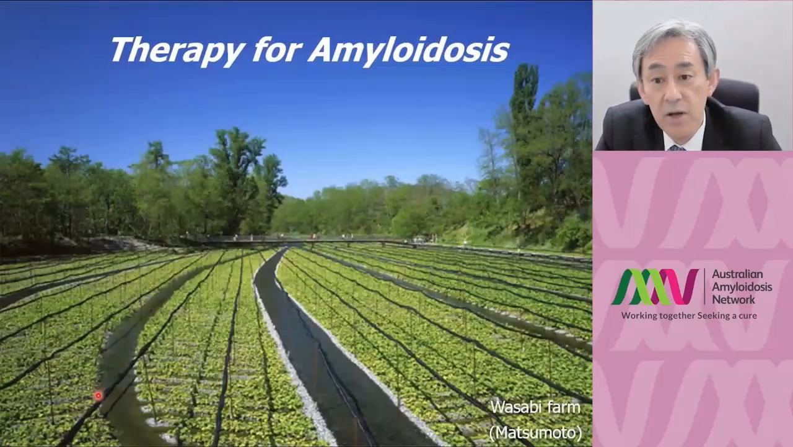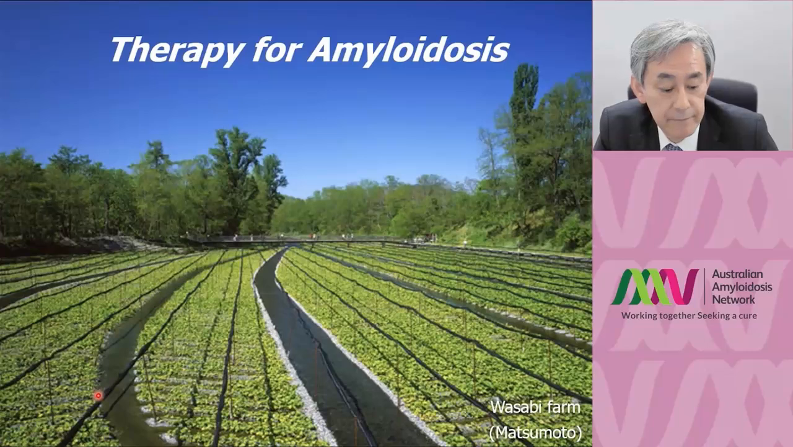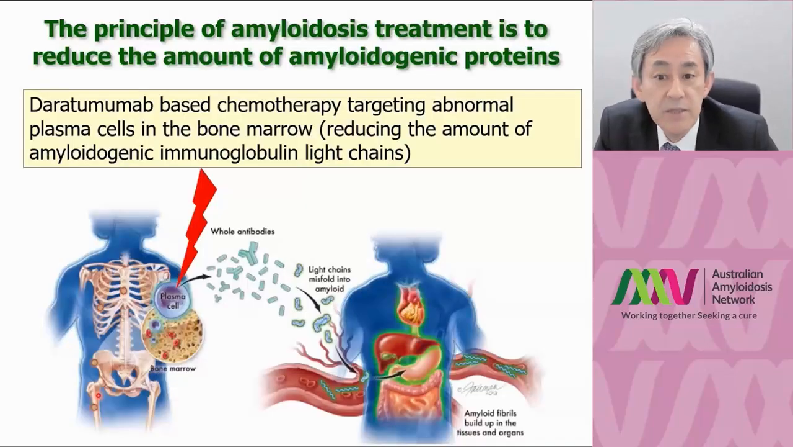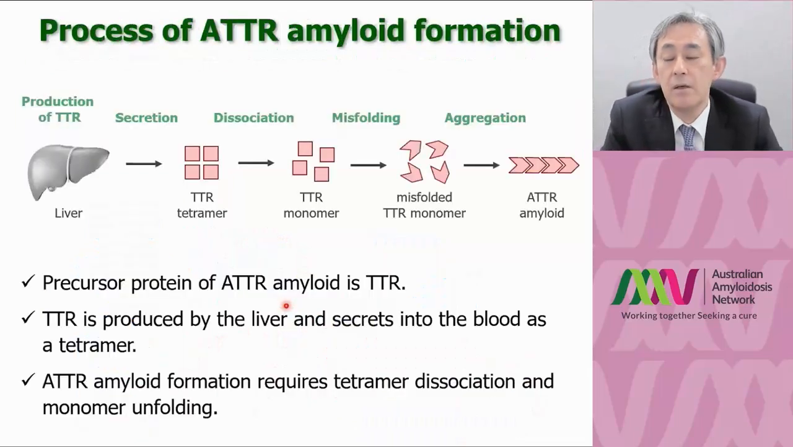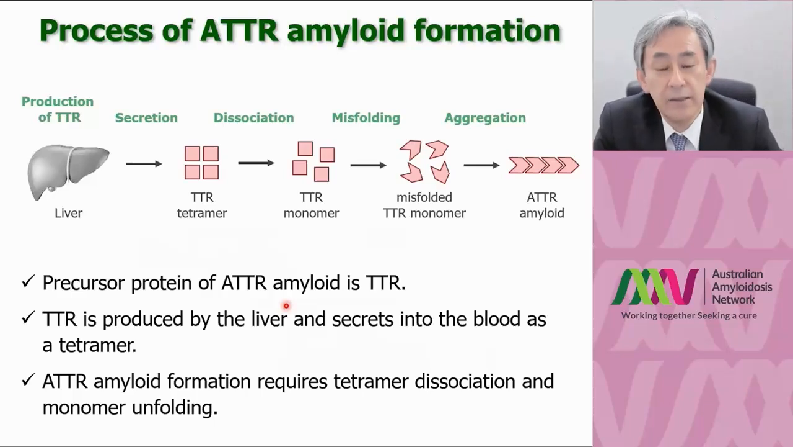Next, I'd like to talk about therapy for amyloidosis. The principle of amyloidosis treatment is to reduce the amount of amyloidogenic proteins. For example, the first-line therapy for AL amyloidosis is daratumumab-based chemotherapy targeting abnormal plasma cells in the bone marrow and reducing the amount of amyloidogenic immunoglobulin light chains. So next, let's think about ATTR amyloidosis. This slide shows the process of ATTR amyloid fibril formation.